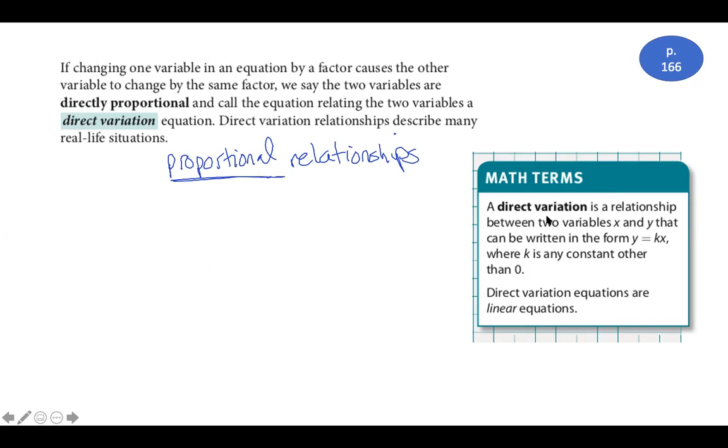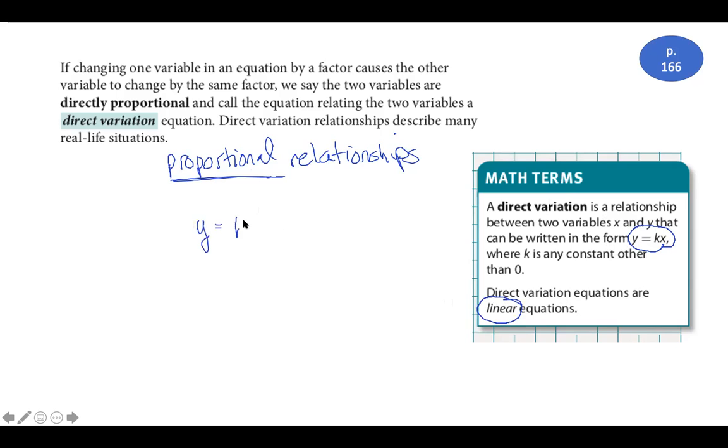So here, a direct variation is a relationship between 2 variables, x and y, that can be written. Here's the math one. This is kind of a wordy definition. This is our mathy definition. If it's written in this form, y equals kx, it is a proportional relationship. Okay? All proportional relationships are linear. So if I ask you, is this relationship proportional? The first thing you want to know is, is it linear? If it's not linear, then it's not proportional. It doesn't matter about anything else.